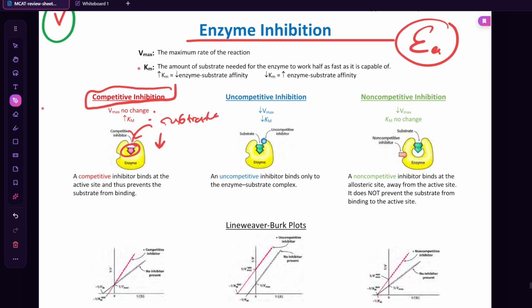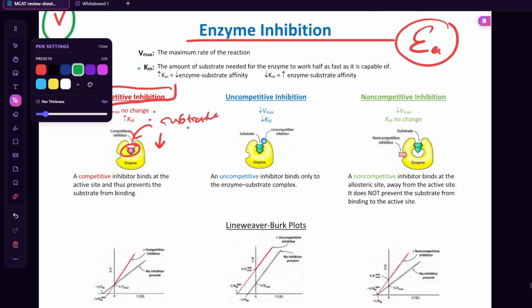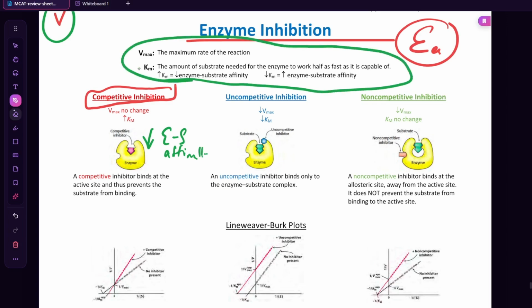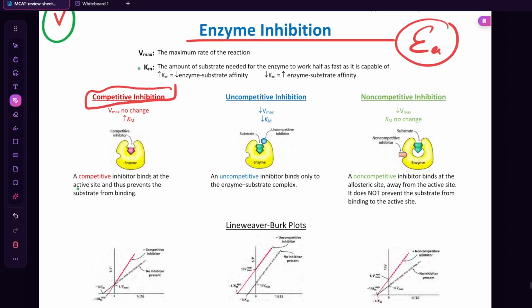So let's say the substrate is floating around in here, and let's do it green like the other one, this shape, right? It's floating around and it wants to go in, but no, it's blocked because the inhibitor took that spot, and that's why we call it competitive inhibition, because they're competing for that spot. And so you have a lowered ES affinity, lowered enzyme substrate affinity, and you can see that these definitions are very helpful while you're studying that. So a competitive inhibitor binds at the active site. This site where a binding occurs is called the active site, by the way, and thus it prevents the substrate from binding. No binding allowed.